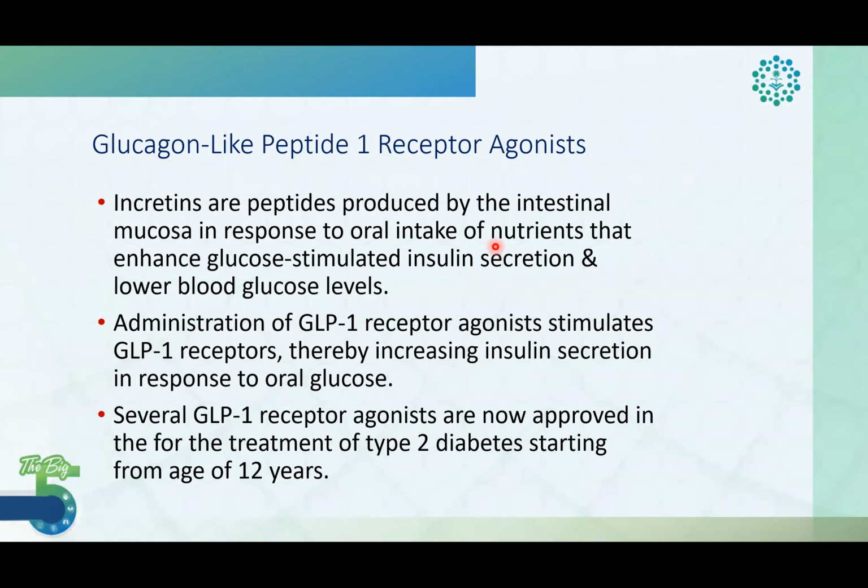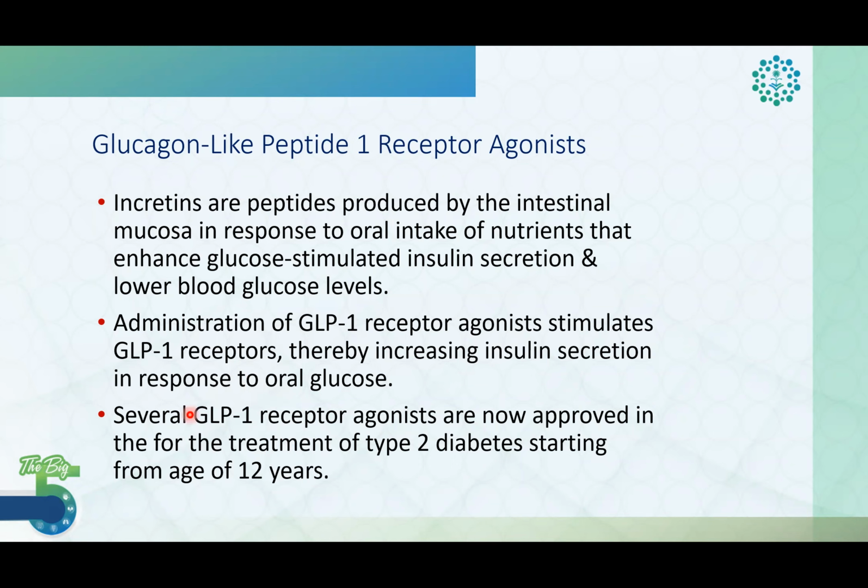That's why we cannot use it in type 1, because in type 1 they don't have insulin secretion. Their beta cells cannot produce insulin. So there is no benefit to using GLP-1 receptor agonists in type 1 because they don't have insulin. One of the best indications, or actions, of this category of medication is to stimulate insulin secretion. Administration of a GLP-1 receptor agonist stimulates the GLP-1 receptor, increasing insulin secretion in response to oral glucose.